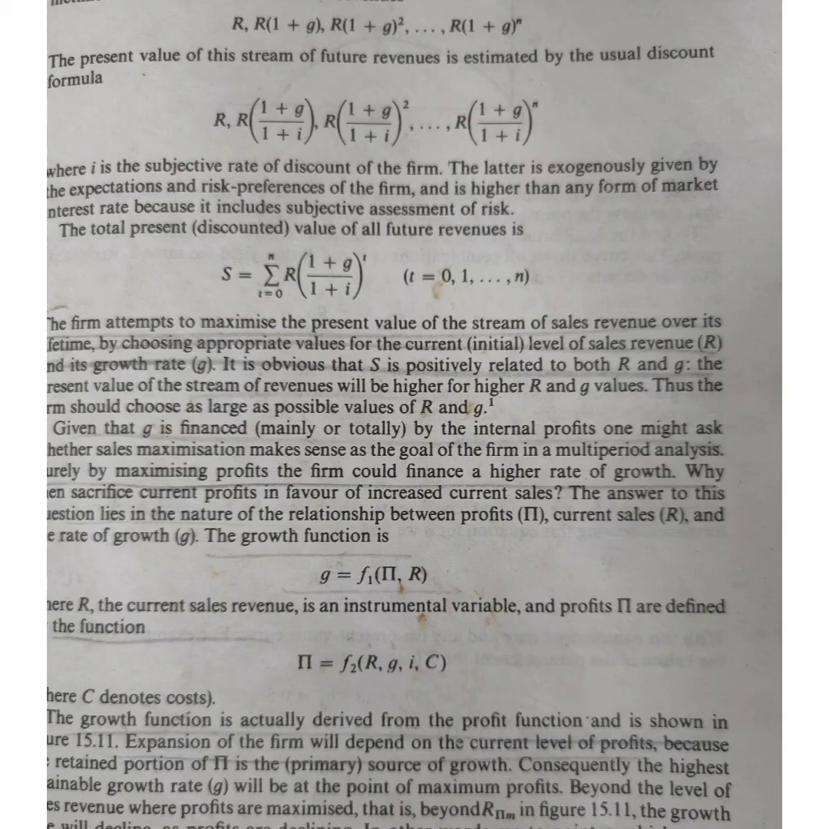Now let us see the growth function. g is equal to f(pi, R). R is the current sales revenue, which is an instrumental variable, and profit is pi. It is defined as f2(R, g, i and C). C denotes the cost, and the growth rate and the rate of discount are also included. The growth function is actually derived from the profit function and is shown using a diagram that we can see right now.